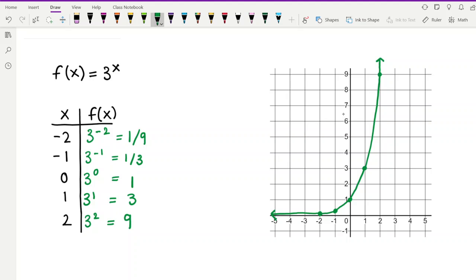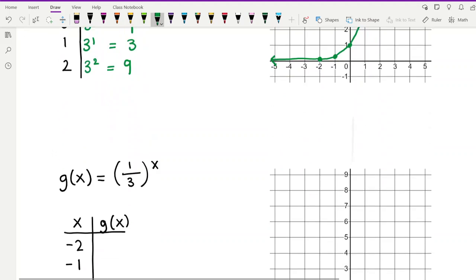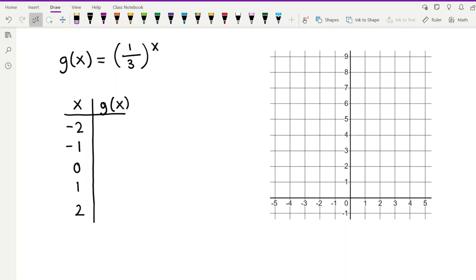You might remember when we were talking about rational functions, I mentioned that in the future we'll see some examples of functions where there's an asymptote only on one side. And this is an example of that. On the right side, it goes up and up and up. On the left side, it flattens out and never crosses the x-axis, but gets closer and closer to the x-axis. Okay, so let's now compare that to the graph of 1/3 to the x.